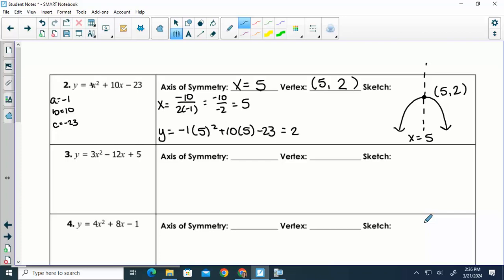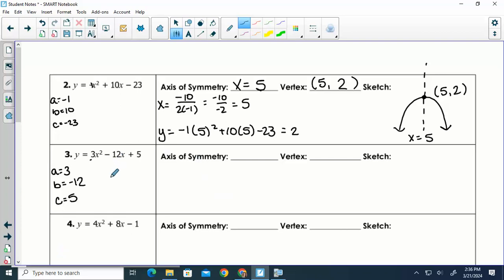Let's look at number 3. A is the number in front of x squared. So that is a 3. B is the number in front of x. Since it was a minus, that would be negative 12. And C is the constant, which was 5. Alright, does everybody understand how I get my A, B, and C?